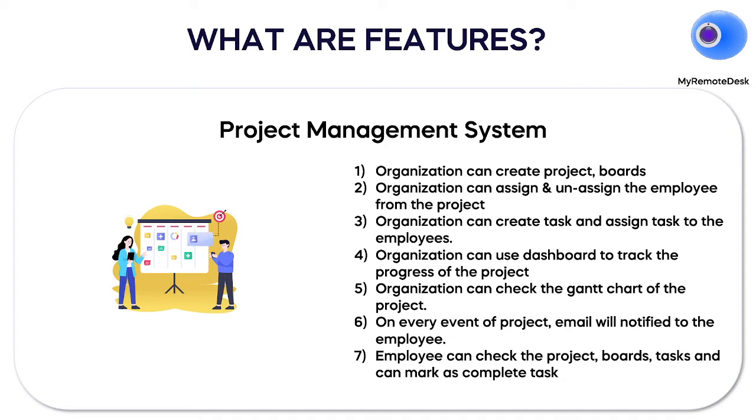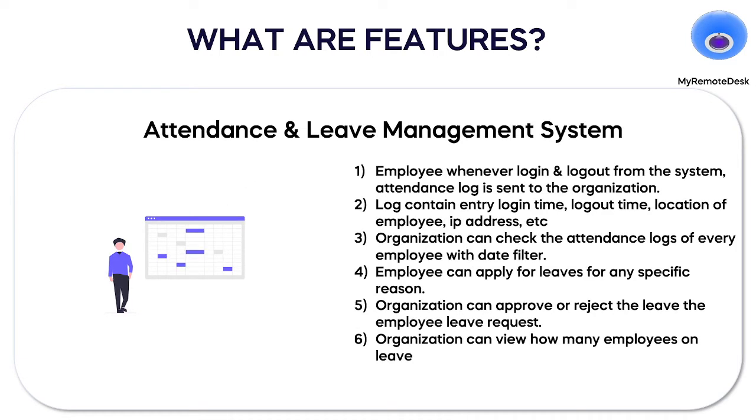The organization can check the progress of the project on their dashboard. The organization can check the Gantt chart, how much progress is done on the project, which tasks are remaining and which tasks are done. On every project an email will be notified, and the employee can also check the project's board tasks. When the task is completed, the employee can mark that task as completed, and it will be notified to the organization.